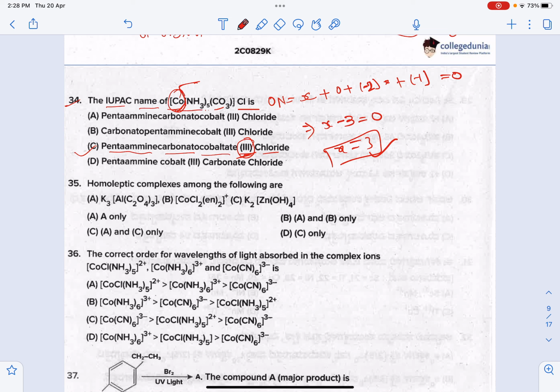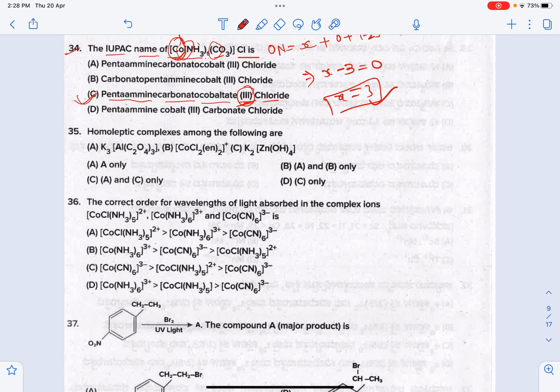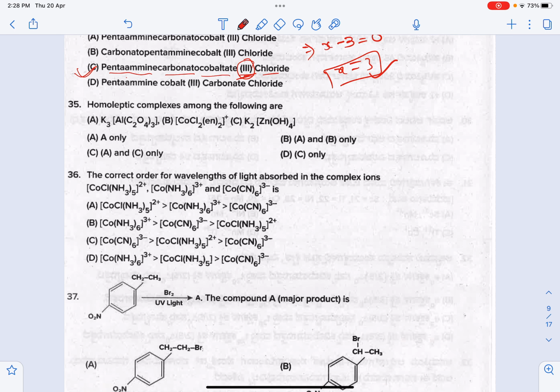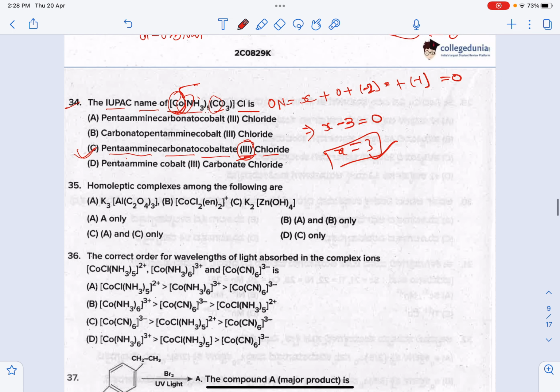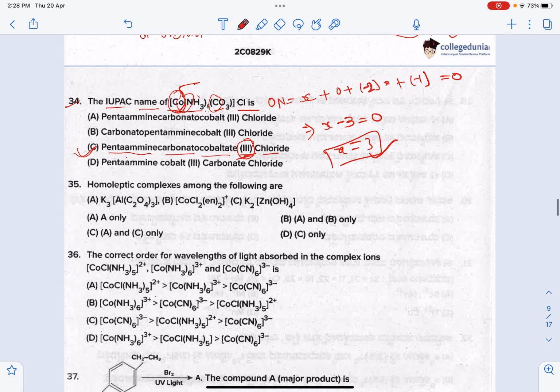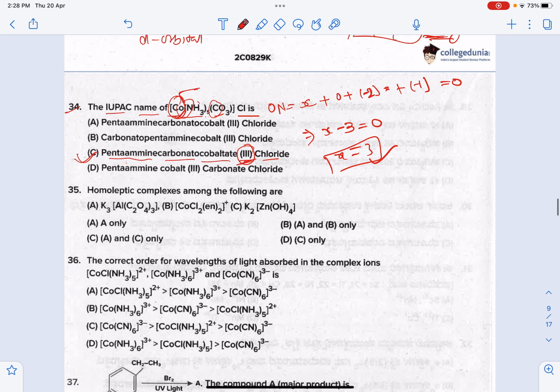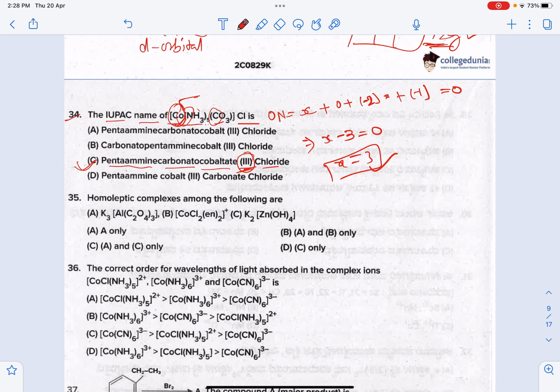Now you write the name in alphabetical order. So the correct option will be C, pentaamminecarbonatocobalt(III) chloride. Let me check once more. Pentaamminecarbonatocobalt(III) chloride. Make it correct, this is not the option. Option A is correct.